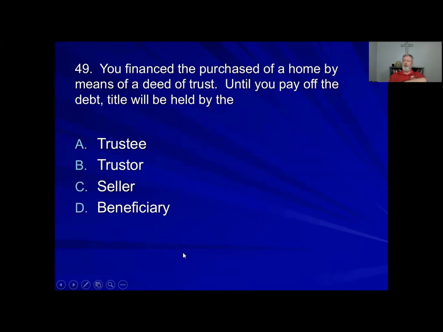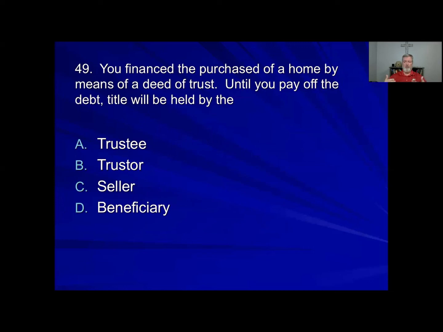But then question 49 says, you finance the purchase of a home by means of a deed of trust. So here we are talking about that third instrument, which is not common, but it is used. But then it says, until you pay off the debt, title will be held by. Now, let's make sure we understand what deed of trust means.